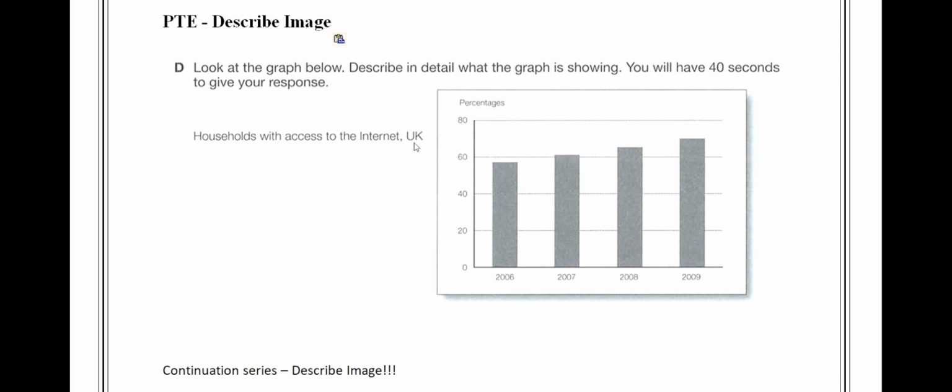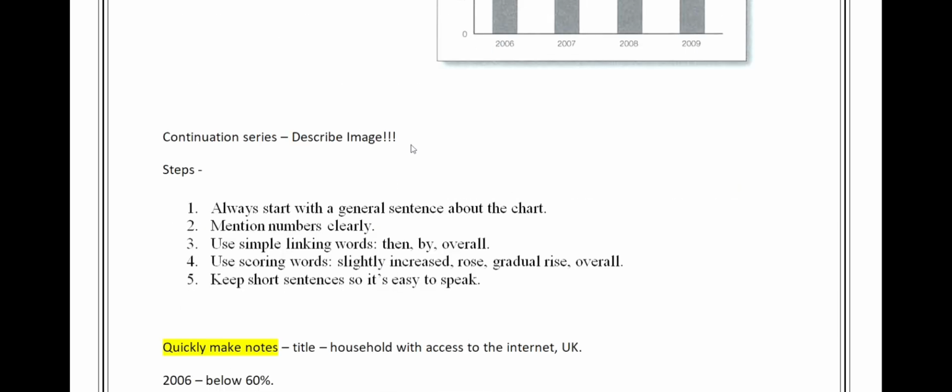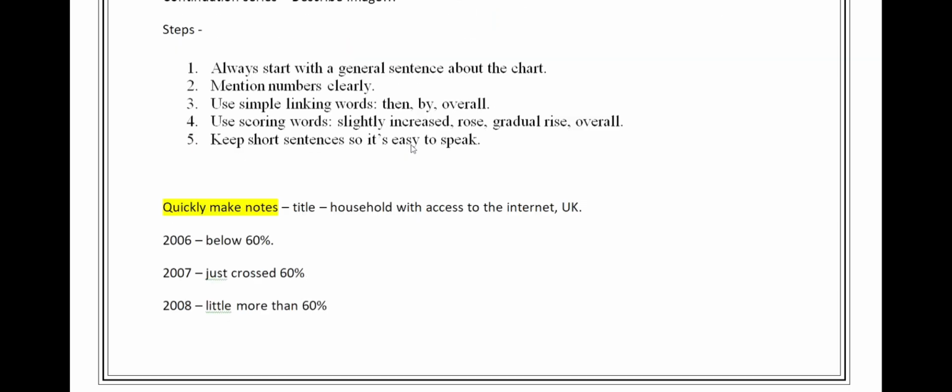PTE is one such examination which many students prefer out of the fear of IELTS. Now when you come to PTE, because it is easy, you should get a good score. And in order to get a good score, it is always best to follow the simple steps. Understand what the prime requirement is.